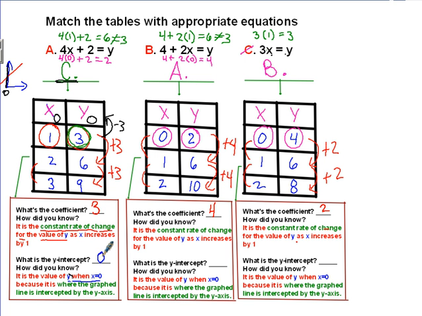So here my y-intercept is 0. When I go to this table, again, the y-intercept is the value of y when x is 0. I can see that x is 0 when y is 2. Therefore, my y-intercept is 2. Again, y-intercept is the value of y when x is 0. On my last table, I can see when x is 0, y was 4. Therefore, my y-intercept is 4.